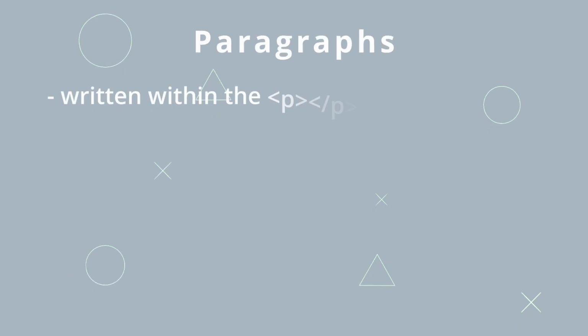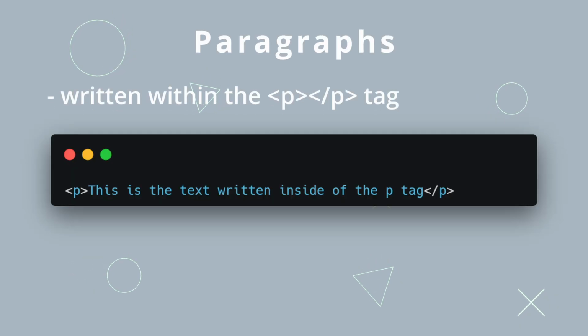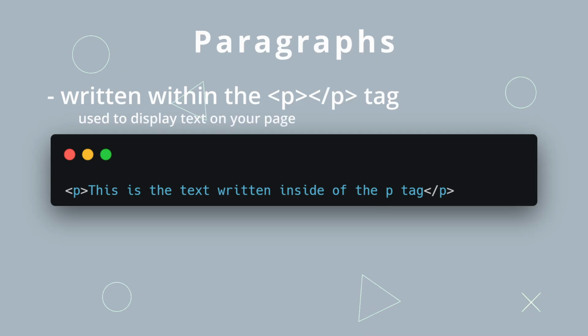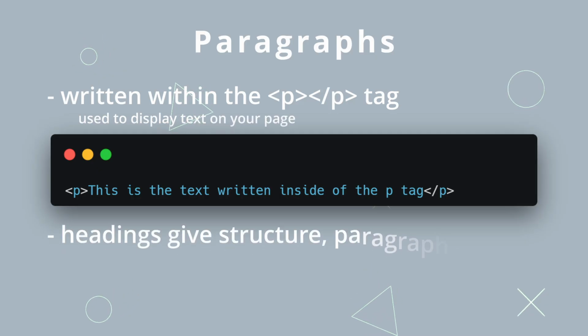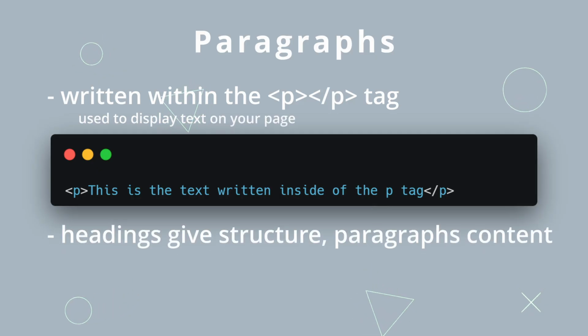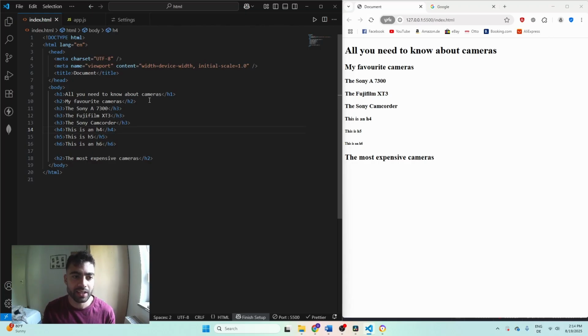Paragraphs, on the other hand, are written within the P tag and they're used to display blocks of text on the page. So headings basically give structure, paragraphs give content. So if we take a look at our page inside of Visual Studio Code, we would, for example, write a short paragraph about every single camera. So basically about the Sony A7300, the Fujifilm X-T3 and the Sony camcorder.